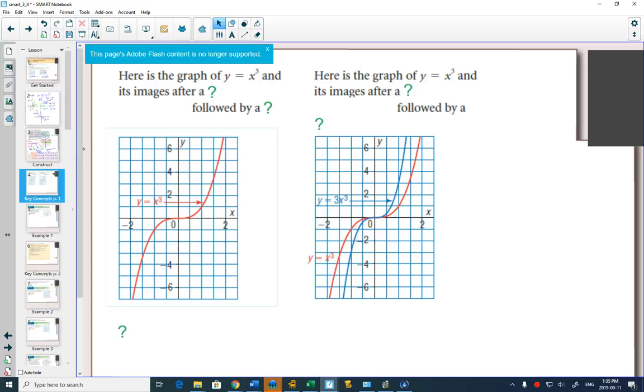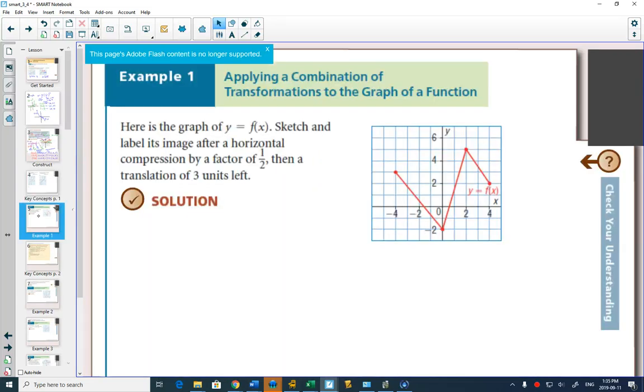All right, let's skip over this one and just go right away to our first example.